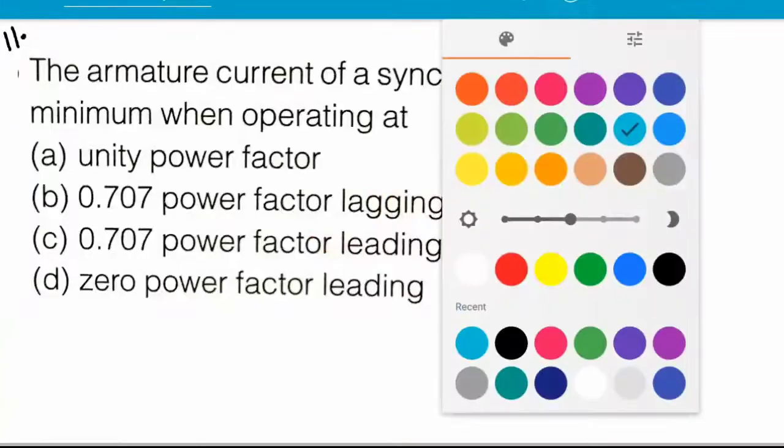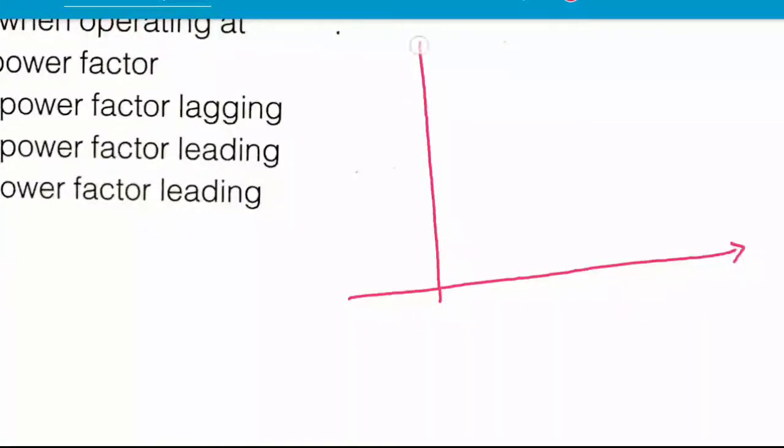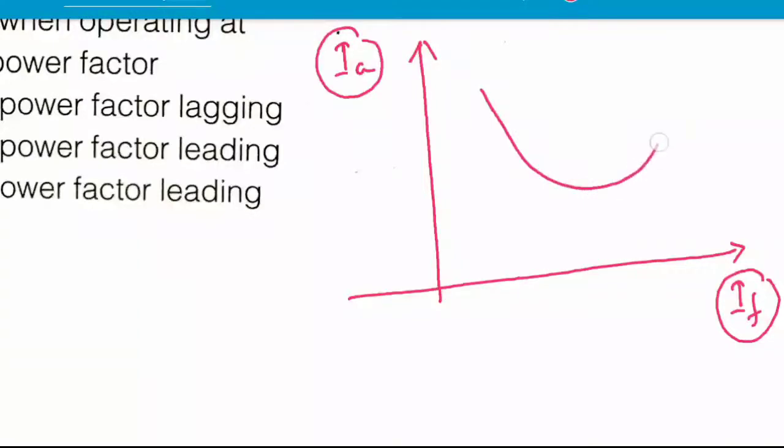Next question: the armature current of a synchronous motor is minimum when operating at option A unit power factor, option B 0.707 power factor lagging, 0.707 power factor leading, 0 power factor leading. So this is the V curve. The V curve is drawn between IA, the armature current, and IF, the excitation current.